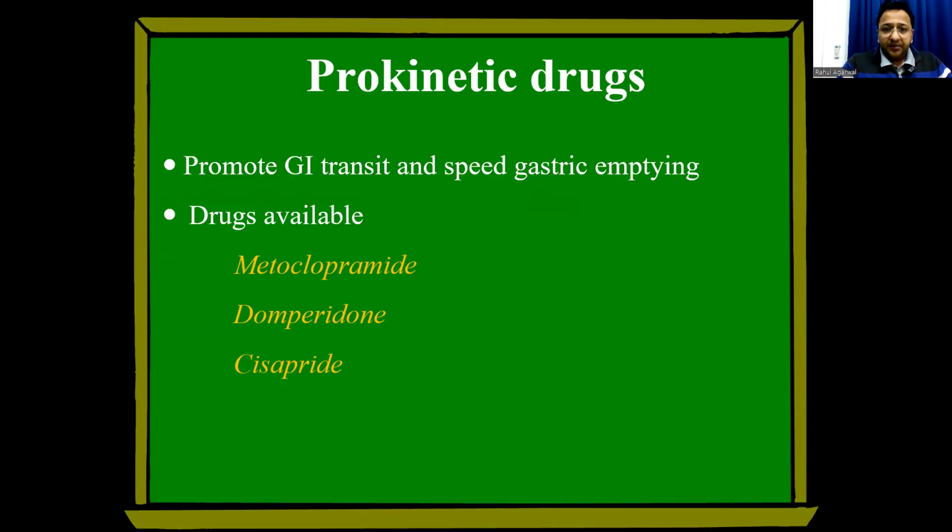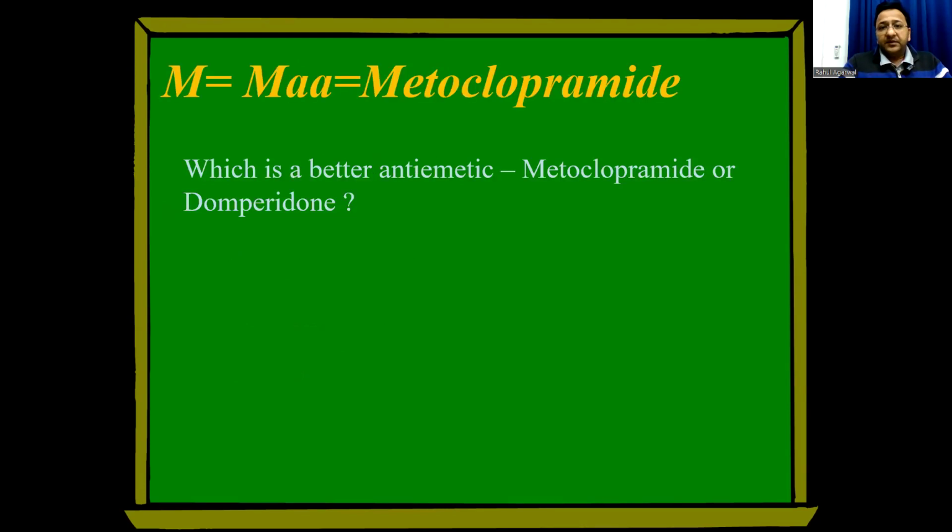Prokinetic drugs are important, and we'll cover the prokinetics in a different lecture, a different video. Prokinetic drugs promote GI transit and speed up gastric emptying. Among the prokinetics, we have metoclopramide, domperidone, and cisapride. What's the difference between them? Which is the better antiemetic, metoclopramide or domperidone? This is another question. Remember one mnemonic I want to give: M for Ma, M for metoclopramide.